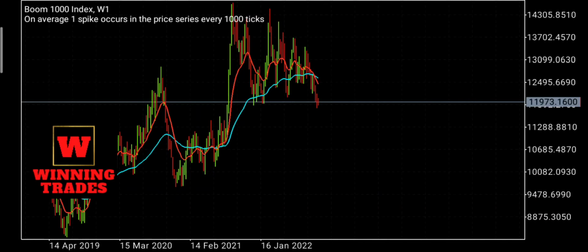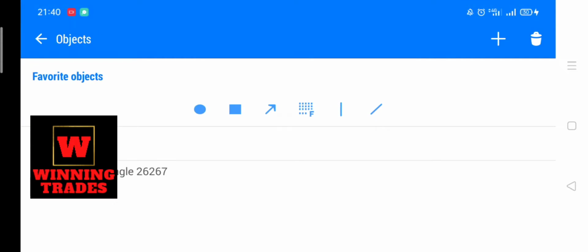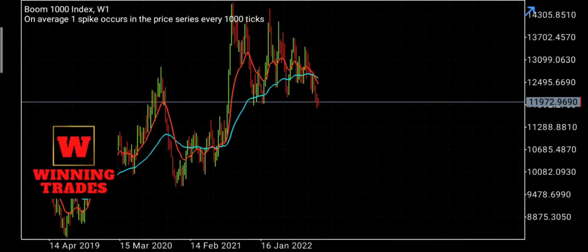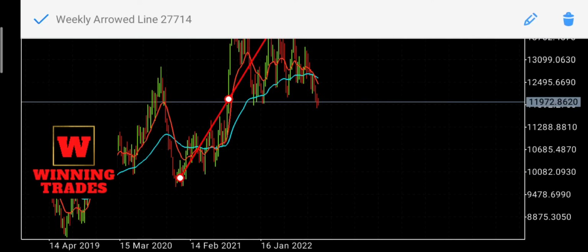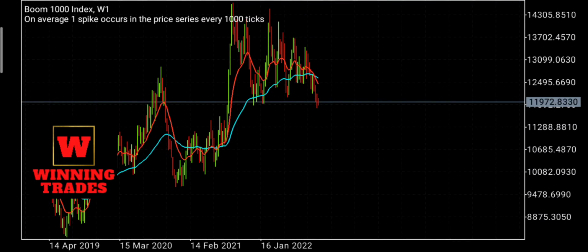Okay guys, now looking at Boom 1000, we are looking at the analysis for this week. We can see Boom 1000 is currently buying. On the weekly, we can see price created this high, then it created another higher high here. So that's Boom 1000.